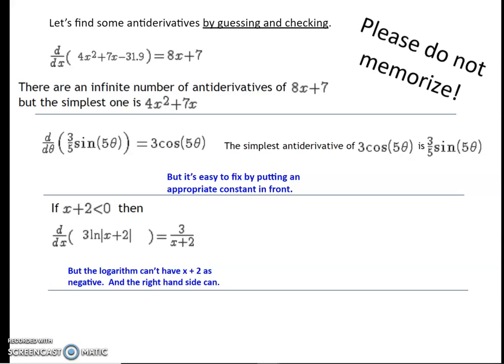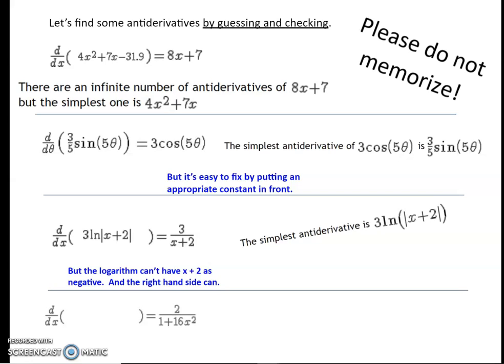That's why you'll see in the formula sheets when you look at them, which you don't do too much, I'm hoping, because we're not memorizing. But that's where the absolute value is coming from. And so the simplest antiderivative of this 3 over x plus 2 is 3 natural log of absolute value of x plus 2.